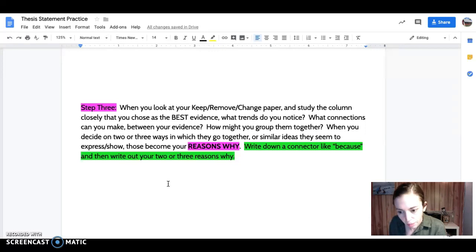Okay, so you decide, based on what you see on your paper, how does your evidence group together? What might your reasons why be? And then go ahead and write them down.